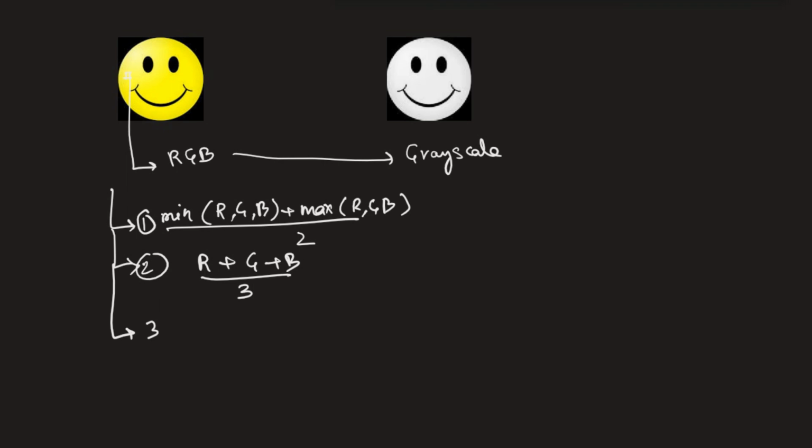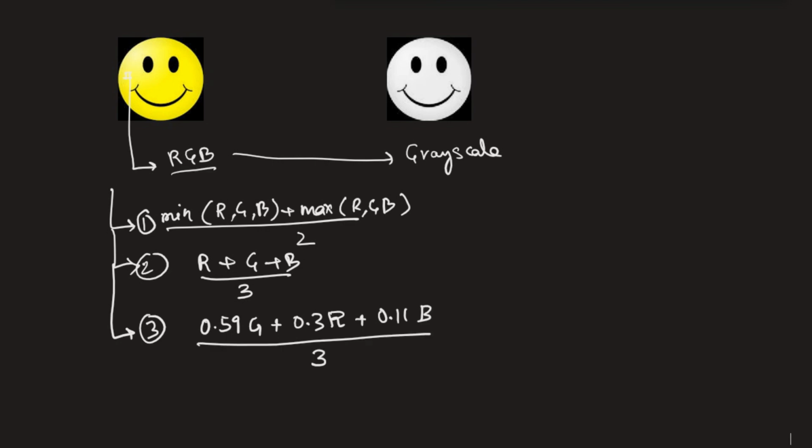The third one, which is devised by researchers, because not all the three colors contribute equally to the complexity and the contrast in the picture. So we can use 0.59 times green plus 0.3 times red plus 0.11 times blue. So basically, the green component has the maximum contribution, whereas the blue component has the least contribution.